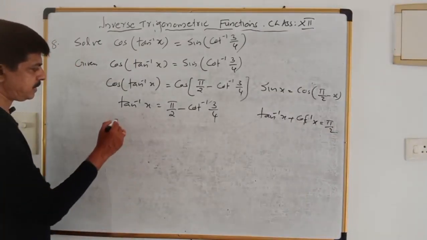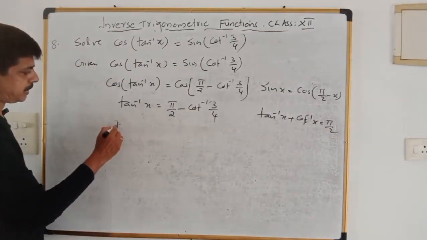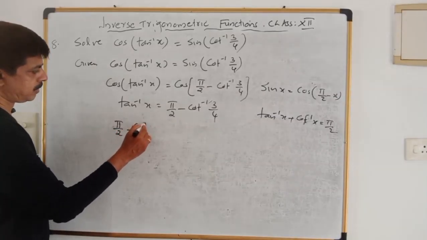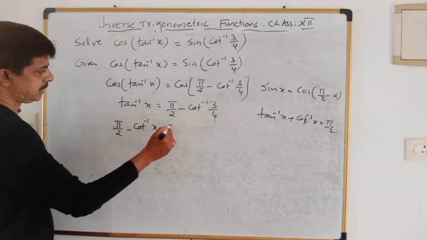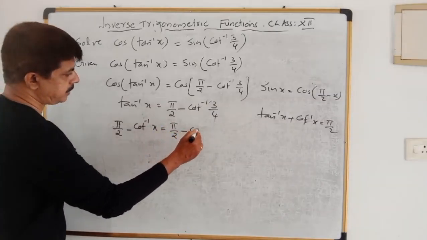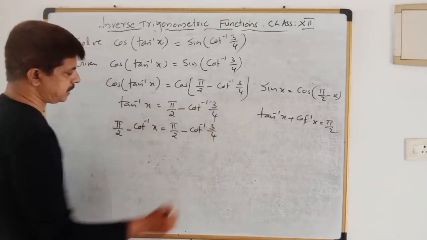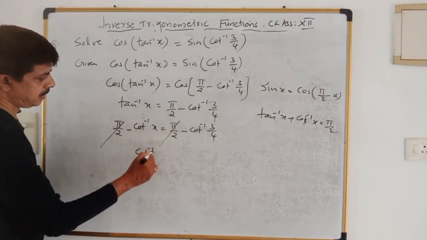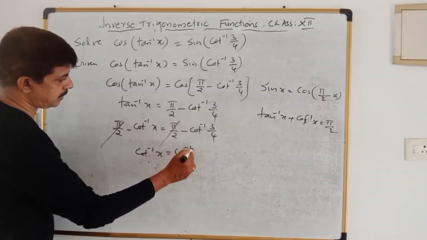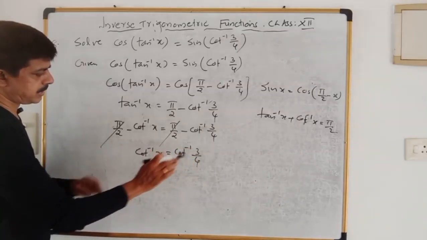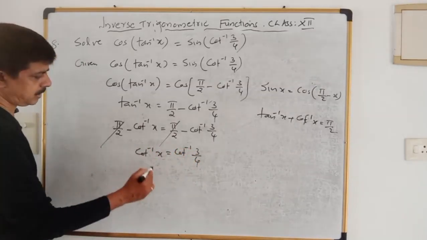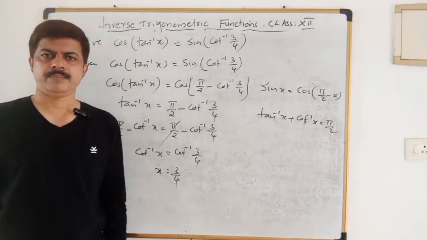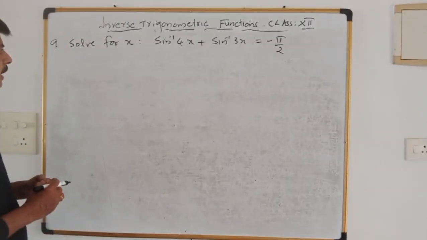Okay, so tan inverse x can be expressed as pi by 2 minus cot inverse x, which is equal to pi by 2 minus cot inverse 3 by 4. On both sides pi by 2 is cancelled, even the negative is cancelled. Cot inverse x equals cot inverse 3 by 4. So we got the cot inverse function on both sides. So cot inverse cancels, and what is the value of x? x becomes 3 by 4. Clear?